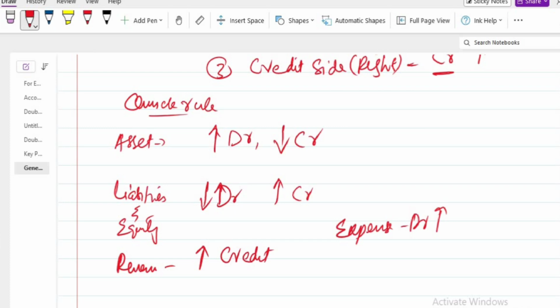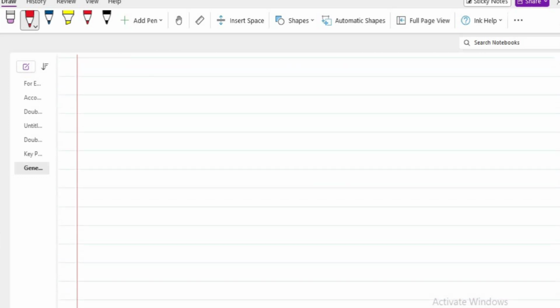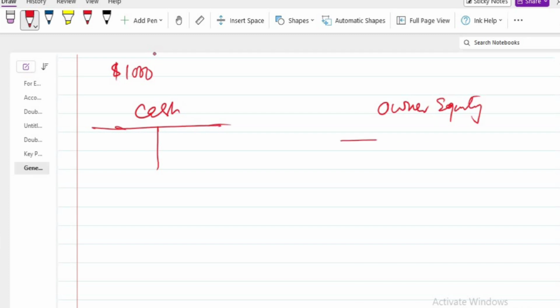Now let's discuss an example for better understanding. For example, starting a business. You start a business by putting, let's say, 1,000 of your own money into it. So two accounts are affected. The first one is cash, and the second one is owner equity. Clear? So in the general ledger, you update two accounts: your cash account and your equity account. I have told you that here will be debit and here will be credit, for each account.